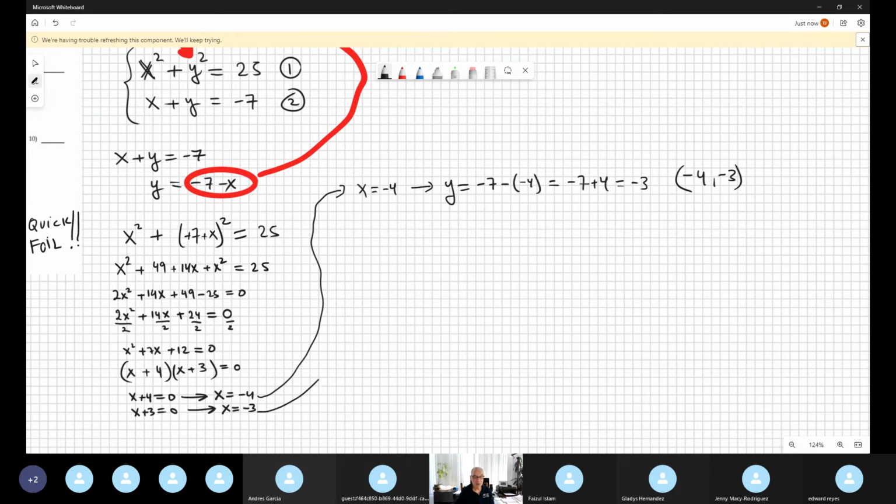And likewise, I take -3 and again plug it into the linear equation: -7 minus -3. It's -7 plus 3, -4. Therefore, the point is -3, the x component, comma, -4. Cool?